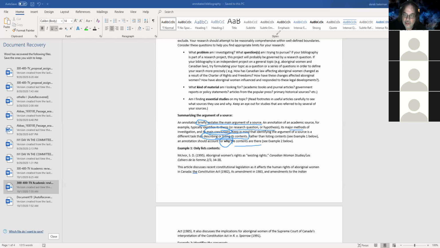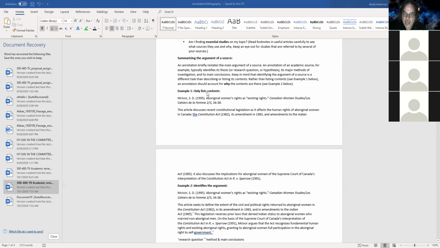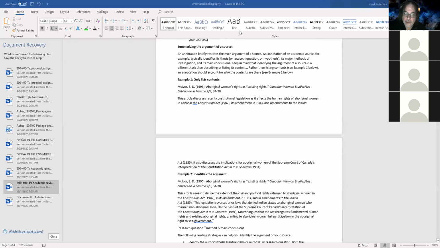Okay, so if you look at these 2 examples, this one only lists content. Okay, so let's take a look at what the difference is. And this I'm stressing because it's really important. Okay, so we have our citation. And then we have: the article discusses recent constitutional legislation as it affects the human rights of Aboriginal women in Canada, the Constitutional Act, its amendment in 1983, and amendments to the Indian Act. It also discusses the implications, et cetera, et cetera. That's just listing things that it does.